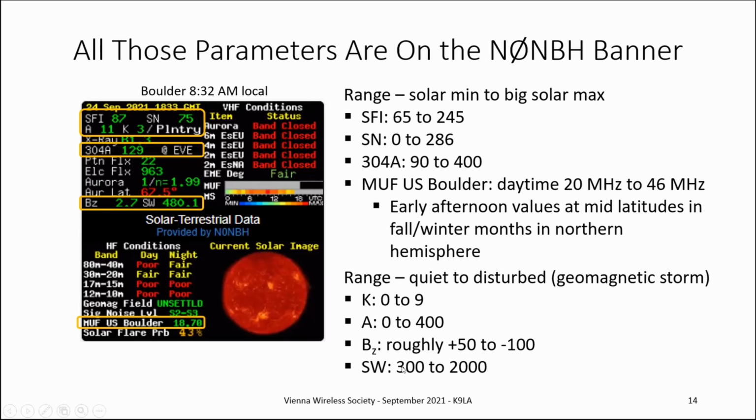Solar wind goes from about 300 kilometers per second to 2,000 when there's a big CME headed towards us or a good coronal hole. Today it was 480, which tells us it's kind of quiet. It's not as quiet as it could be, but it's not too bad.